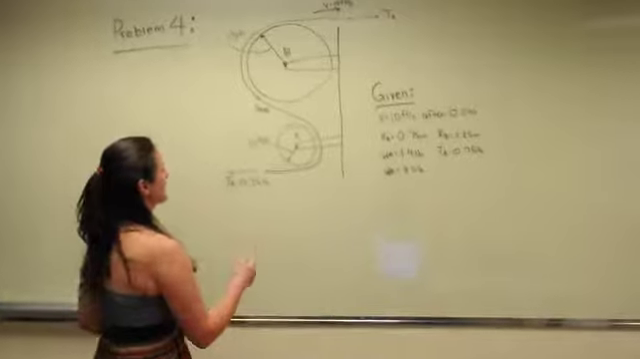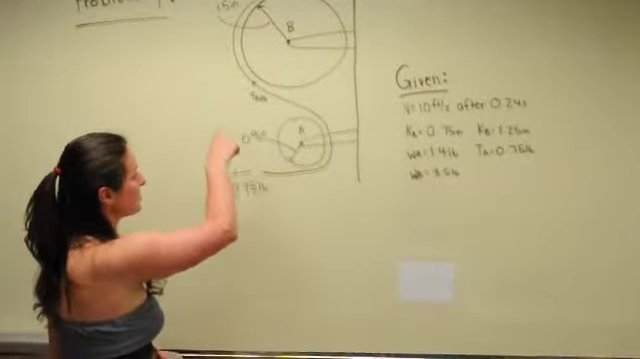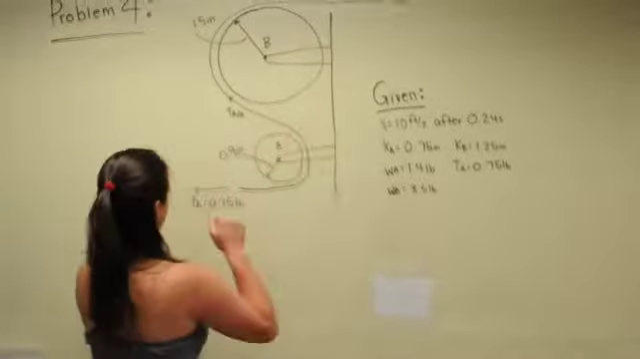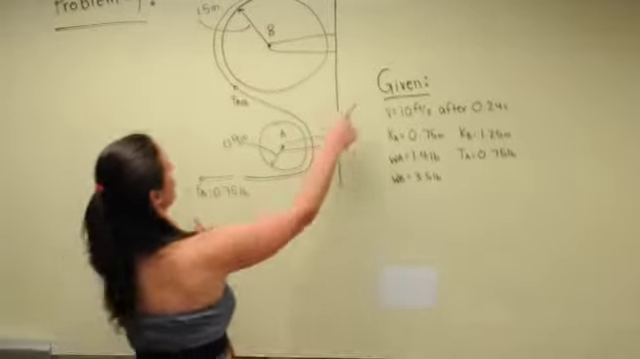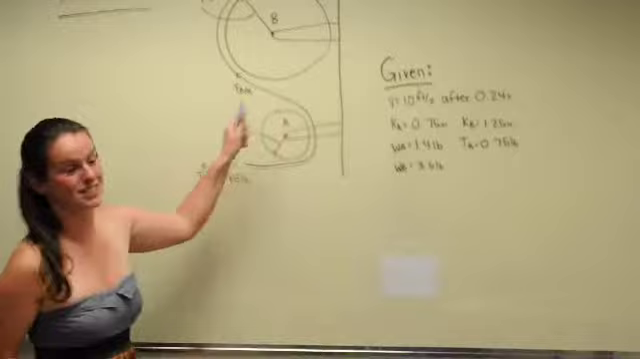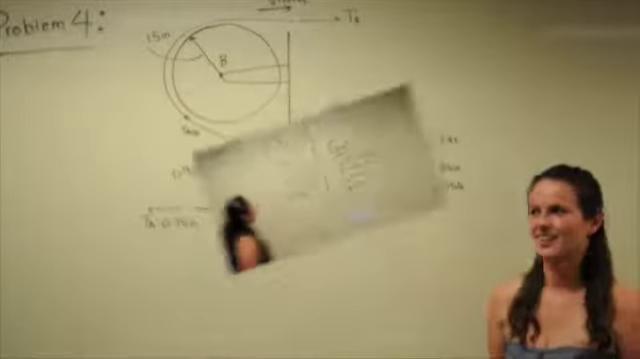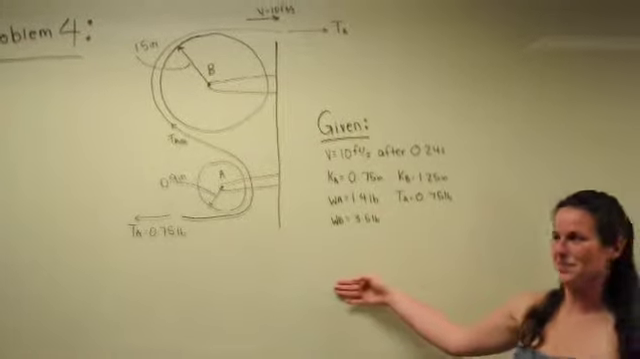So, with this problem, we're given a tape rolling around 2 drums of different sizes. And we're given the tension in A, but we're not given the tension in B, or the tension between A and B. So we need to find that, don't we? So let's take a look at what we're given for this problem.